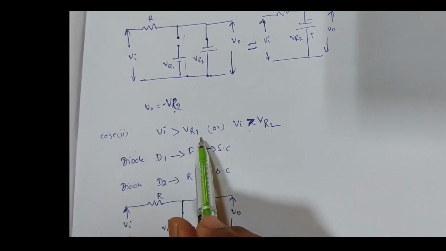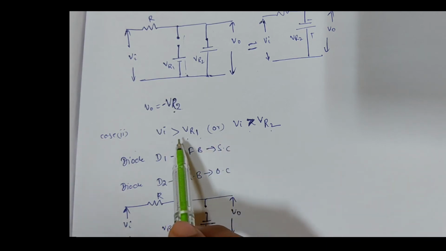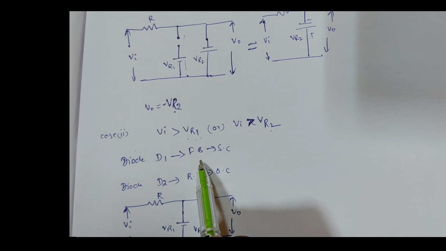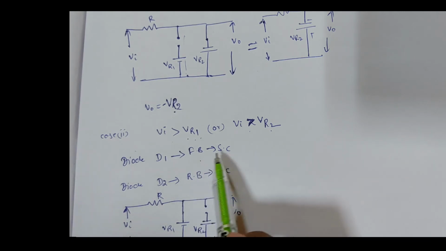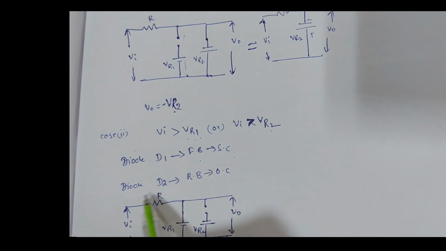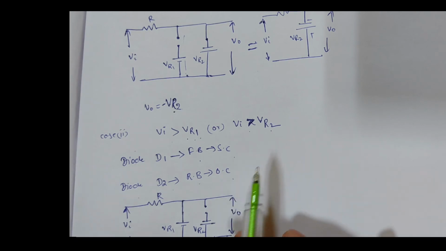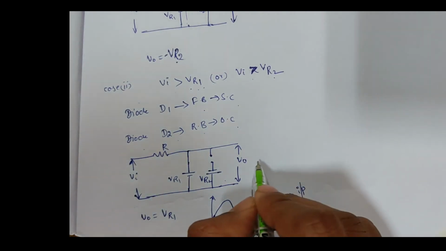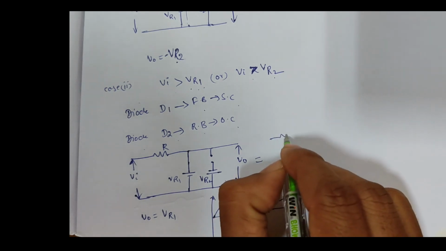So when Vi is greater than VR1, both are the same. So Vi is greater than VR1, so diode D1 is forward biased. Why? Because the anode potential is more compared to the cathode potential, so it is forward biased and it is acting as a short circuit. Similarly, diode D2 is reverse biased, it is acting as an open circuit. So we can draw the equivalent circuit like this. So from this we can draw a simplified circuit like this.